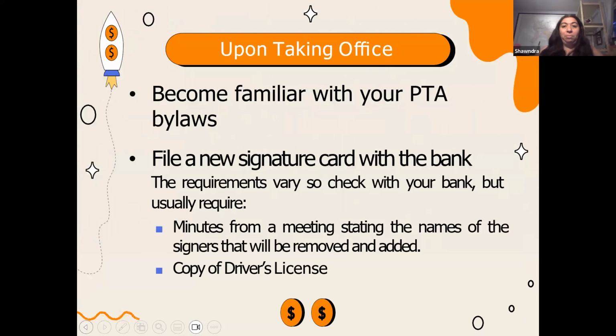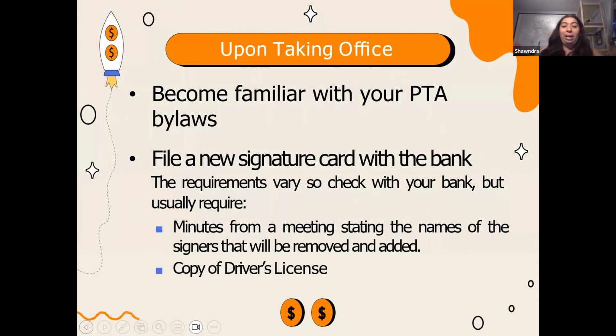Also, when you take office, I mentioned it before, but you want to become familiar with your PTA bylaws. Some of the things are going to be very specific on what you can and can't do according to your specific bylaws. And then again, file a new signature card with the bank.